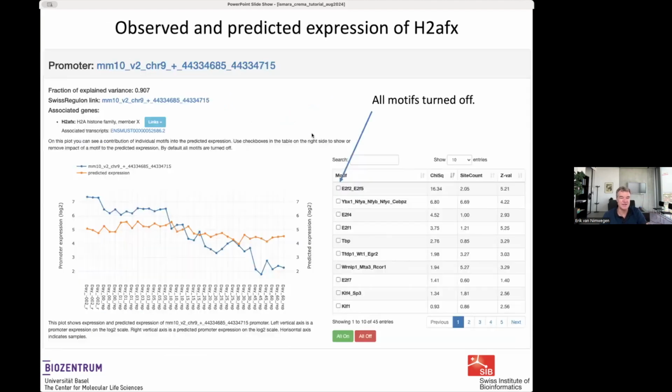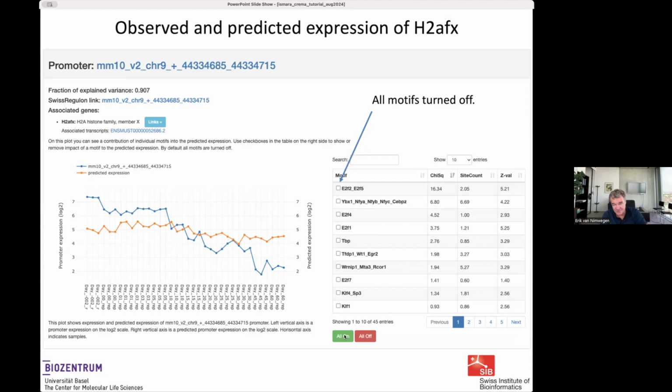Now, if you click on this link, you will get to a page like this. And so in blue here, you see the expression of this gene, of this transcript, of this promoter over time. And in orange, the predicted expression. In this case, by default, you first get the predicted expression when we have turned off the effects of all motifs. So basically, this expression profile, which is almost flat, is just given by slight changes in normalization across the samples. And so without any predictions by the model, it would be like this.